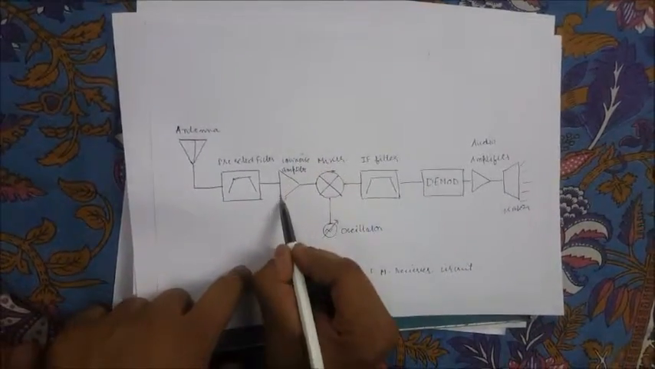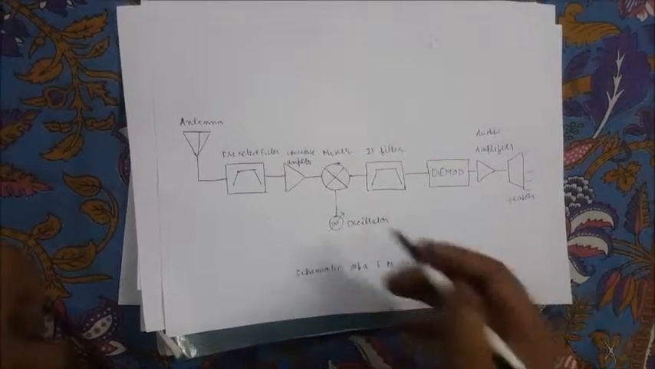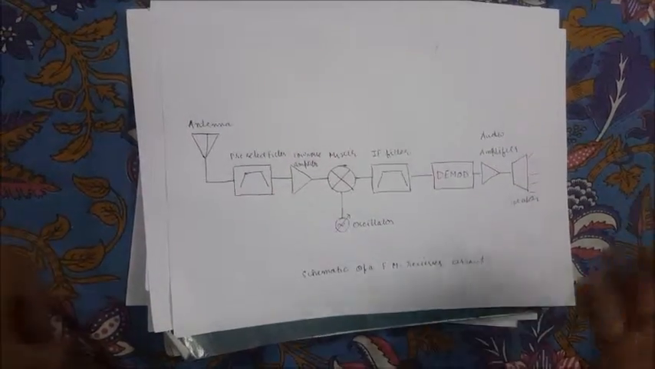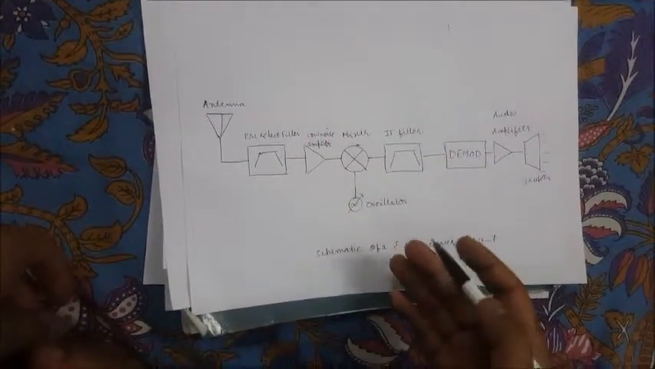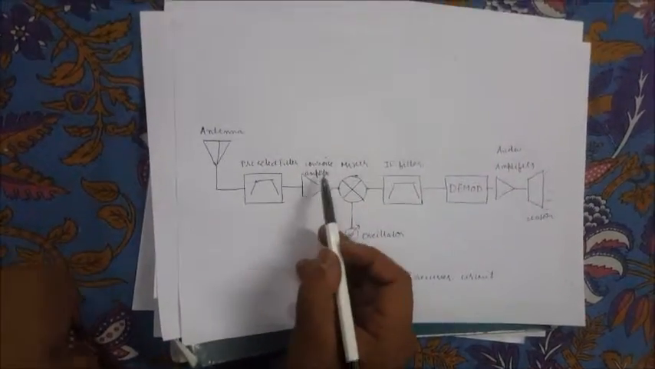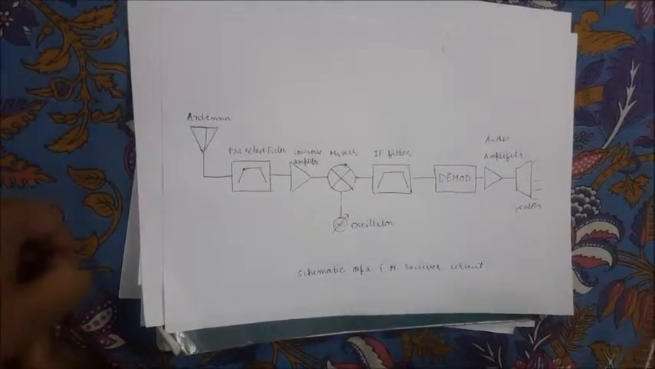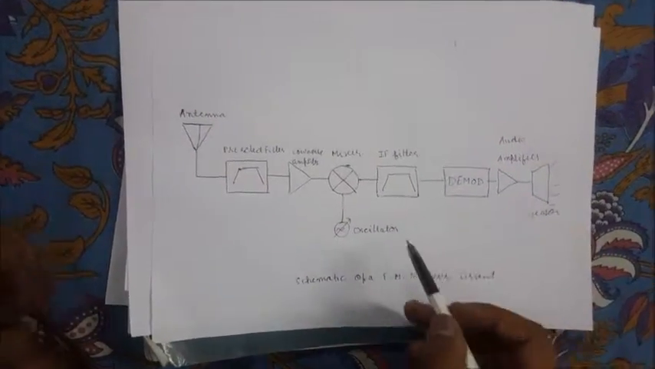This is done because after having traveled through the channel, in this case the atmosphere, the input signals have attenuated a lot. Hence, it is passed through a low noise amplifier so as to increase its amplitude. After that, it is passed through a mixer.